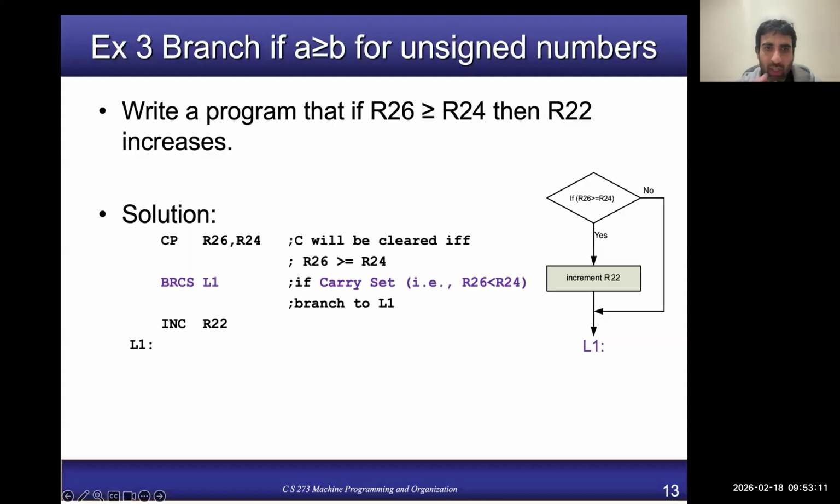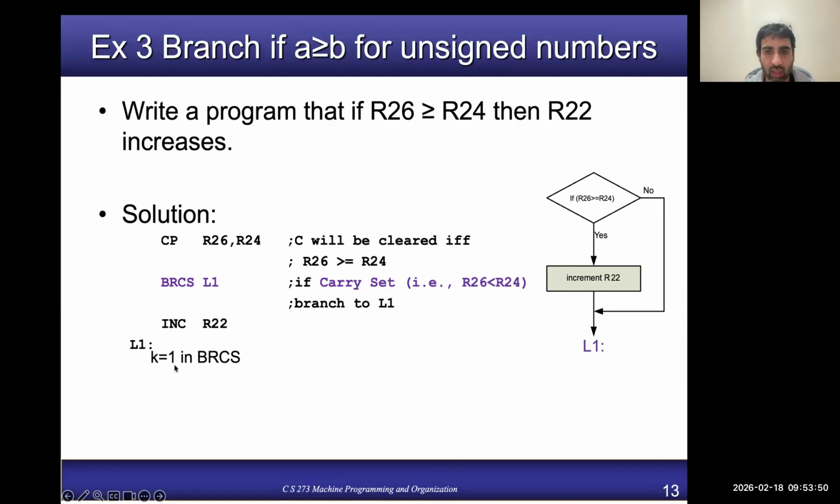Okay. So actually it is the same, you are comparing, and then you can say branch if low, or you can use branch if carry is set. Why? Because when you say branch if low, it basically checks the value of the carry flag. If the value of the carry flag is set equal to 1, it means that R26 is less than R24, right? And you will get this program. Anyone who wants me to explain it on OneNote?